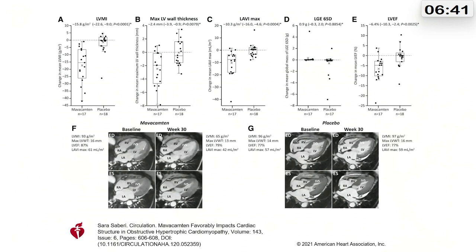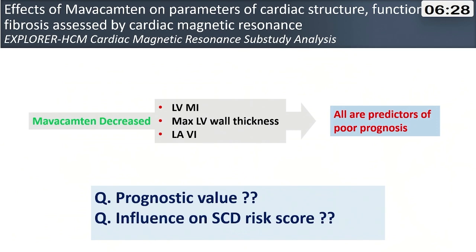It decreased left ventricular mass index, wall thickness, and left atrial volume index, but had no effect on late gadolinium enhancement over this short period of time. The interesting part is that those are all predictors of poor prognosis. This provokes a couple of important questions: does mavacamten, or a cardiac myosin inhibitor, have any prognostic value, or how much could they influence the sudden cardiac death risk score? A robust study needs to be conducted before declaring any.